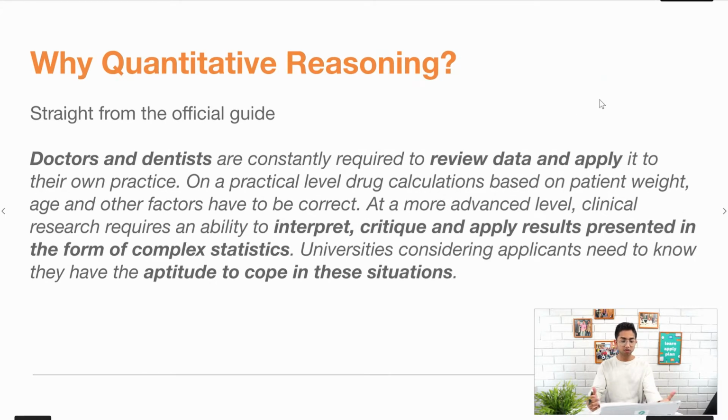You might be thinking why they have this section in the UCAT, like why would doctors need it? Doctors and dentists are often required to review data and apply it to their own practice. This is again from the official guide. They talk about how on a practical level you'd be looking at patient weight, height, and other factors you need to correct for. At a more advanced level, you're expected to interpret, critique, and apply results from different complex statistical tests for a patient, and then quickly evaluate what the test is telling you and let the patient know. So that's something perfect a university would be looking for in students.